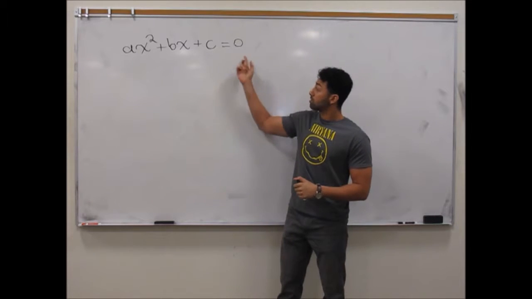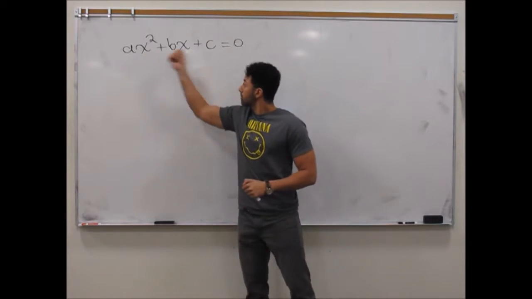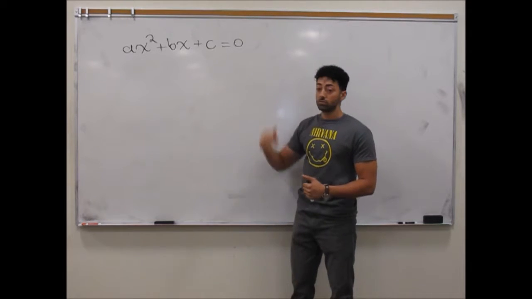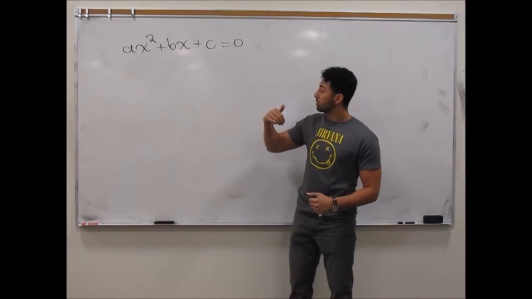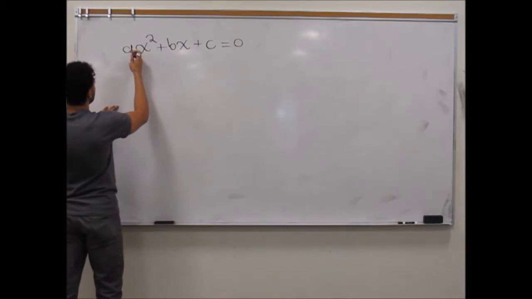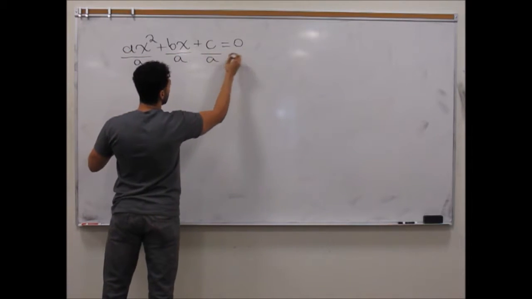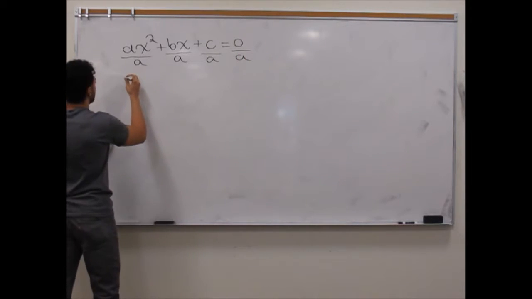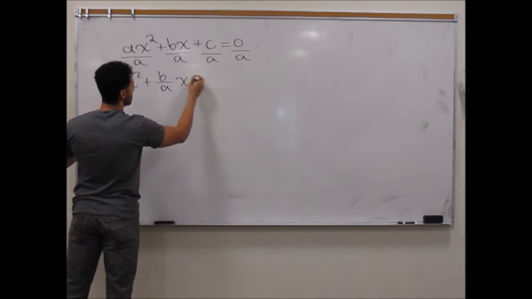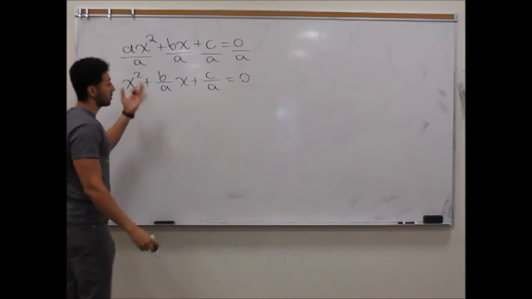Now here I have a quadratic equation in standard form, and the zero is already on one side, so I'm going to derive the quadratic formula using this equation. The first thing I'm going to do is divide the coefficient off the leading term. Don't forget the zero. So then you get x squared plus b over a x plus c over a equals 0. Now I'm going to complete the square.